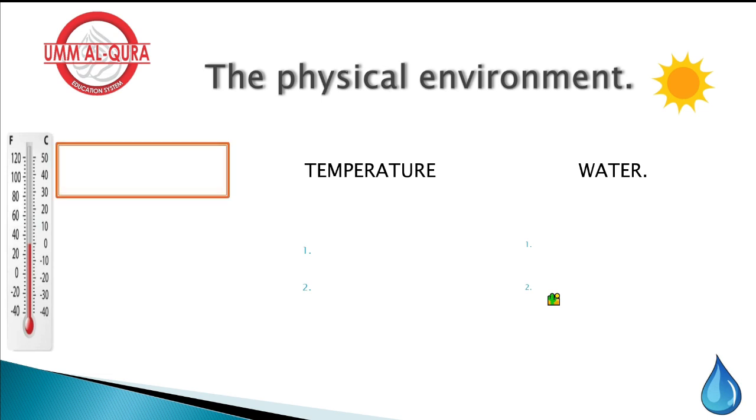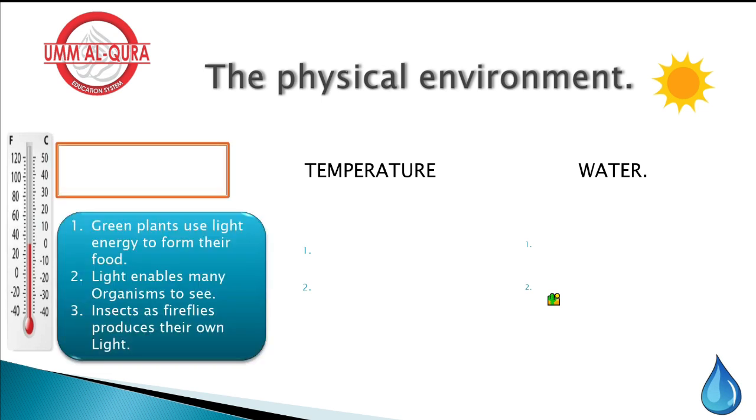Now we will see what the physical environment is. That is the abiotic part of the environment, the non-living part. The first thing is light. The climate of a place plays an important role in its physical environment. The first of the physical factors that make up the physical environment is light. All green plants use light energy from the sun to make their own food. Photosynthesis is that process.